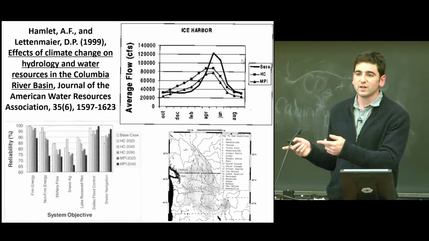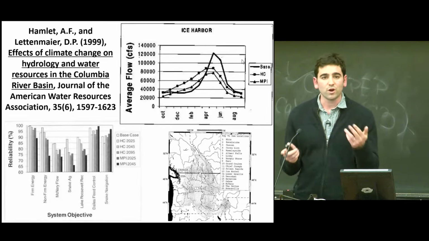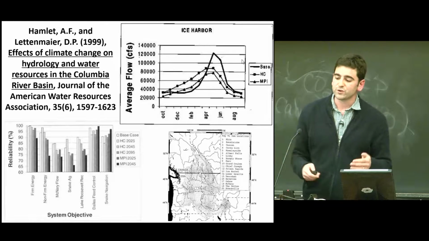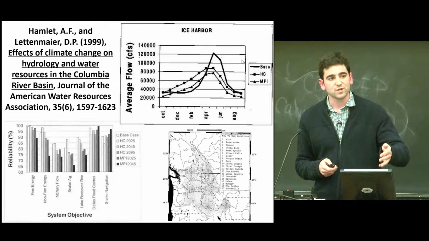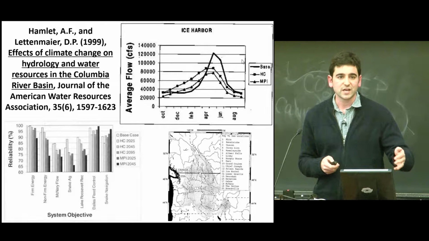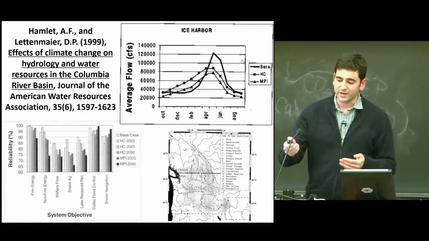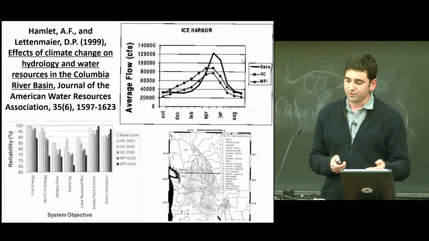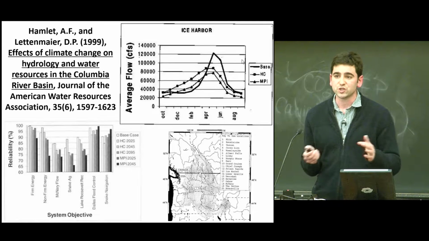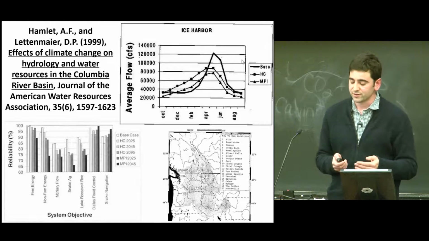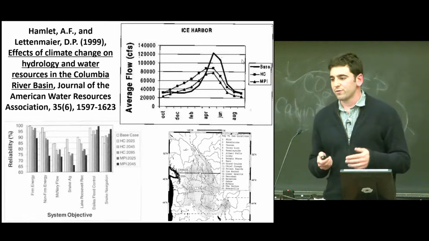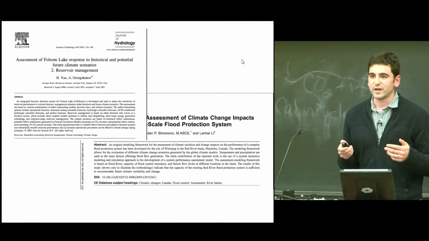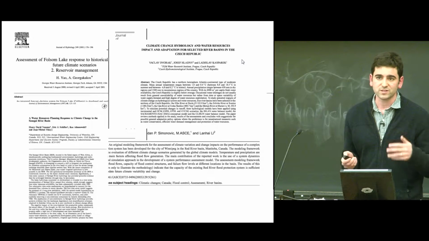And then they run their hydrologic scenarios through a water systems model, and in the bottom left, you can see a bunch of different systems objectives under different future scenarios and how they're performing. So they're looking at energy, agriculture, recreation, flood control, and seeing how all these things might change under future climate scenarios.